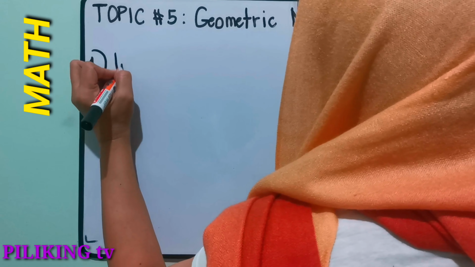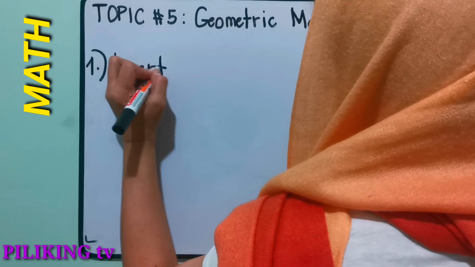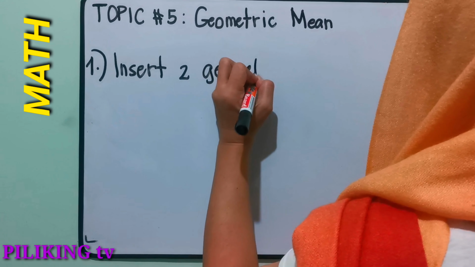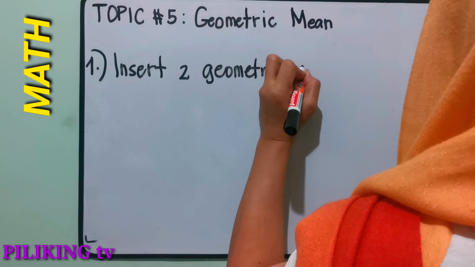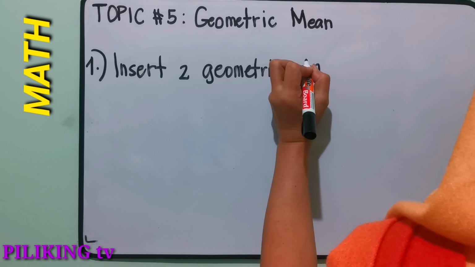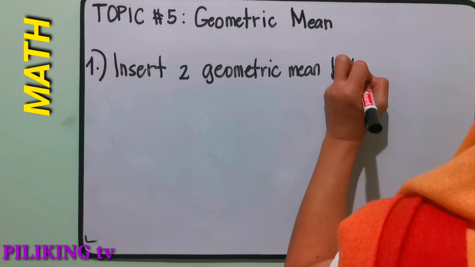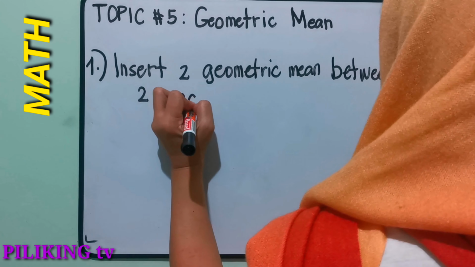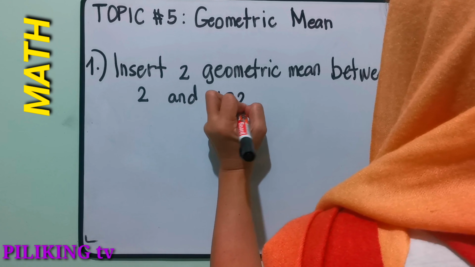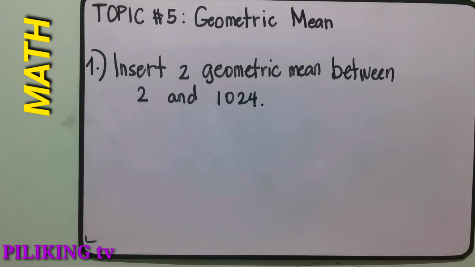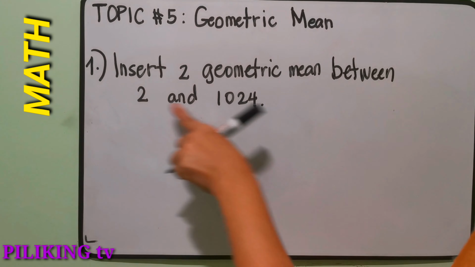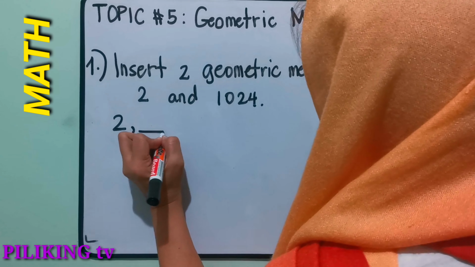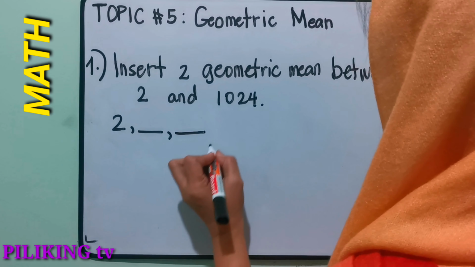Insert two geometric means between 2 and 1024. So we are going to get the two numbers between 2 and 1024. Let us write first 2 here, and we are looking for the two numbers between them.